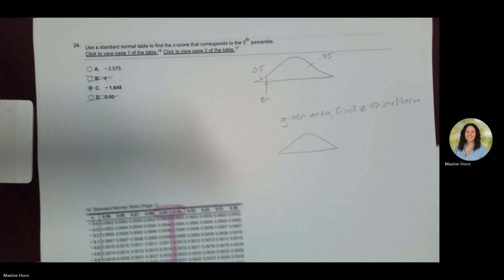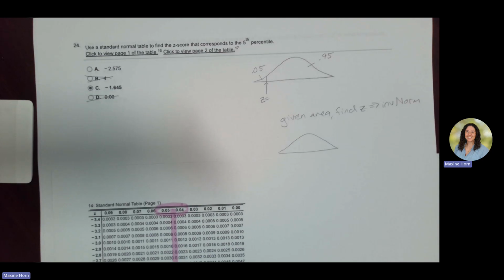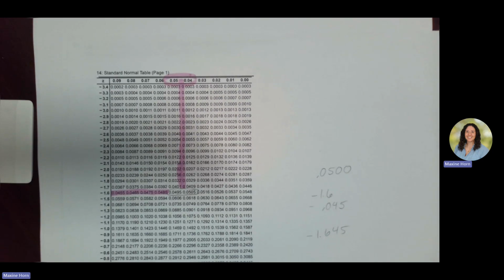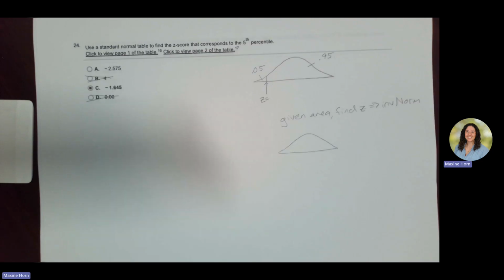Sometimes you get those. If you're exactly the same distance away, then you have to do the number in the middle. But if one of them is closer, then use the one that is closer, like we did on a previous example. Okay.